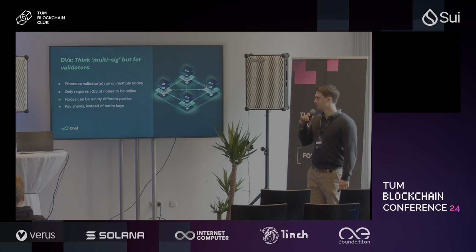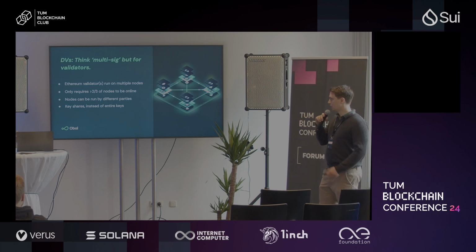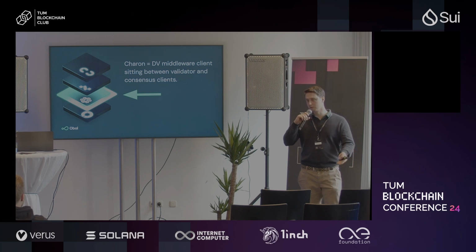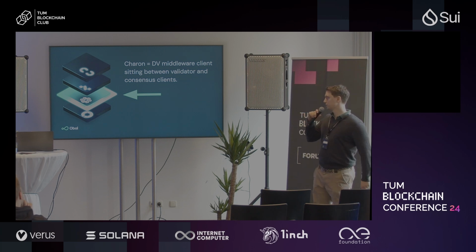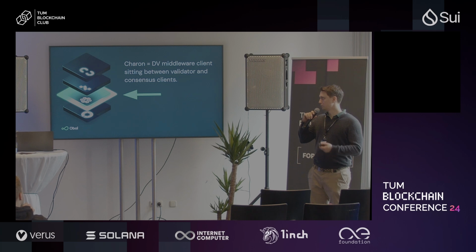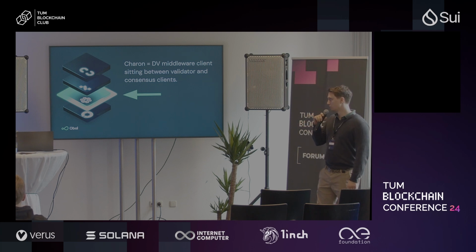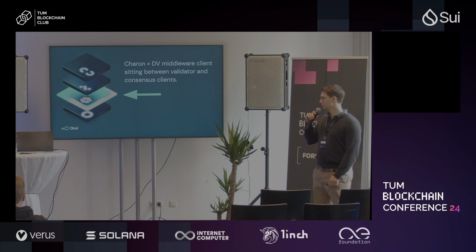So this is really a pretty new piece of technology that we think is going to have a pretty big impact. The way that it works is we've built a middleware client called Charon. It's a DV middleware client that sits between the validator and the consensus client. So in a typical node for Ethereum, you've got your execution client, your consensus client, and your validator client. The validator client has the validator key and is doing all of the validator duties. And our middleware sits between those final 2 clients. So it does not actually do the validator duties itself. It just passes that on to the validator client, and the validator client still carries out its normal duties. The validator client doesn't even know that it's part of a distributed validator. So that's a difference to SSV, for example.